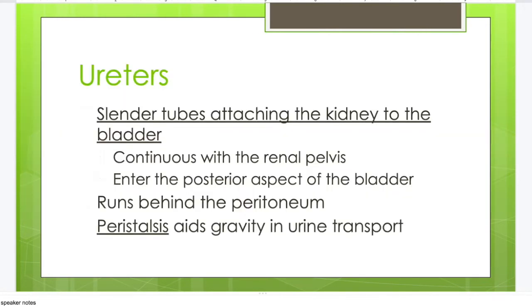So moving along to the ureters, we've talked about the kidneys in the last lesson. The ureters are thin tubes that attach the kidney to the bladder. They're continuous with the renal pelvis, and they enter the posterior side of the bladder, or the back side of the bladder. They run behind the peritoneum, which lines the abdominal cavity. Along with gravity, peristalsis, which we talked about with the digestive system, is wave-like muscle contractions through smooth muscle. That's going to help urine move through the ureters from the kidneys to the bladder.